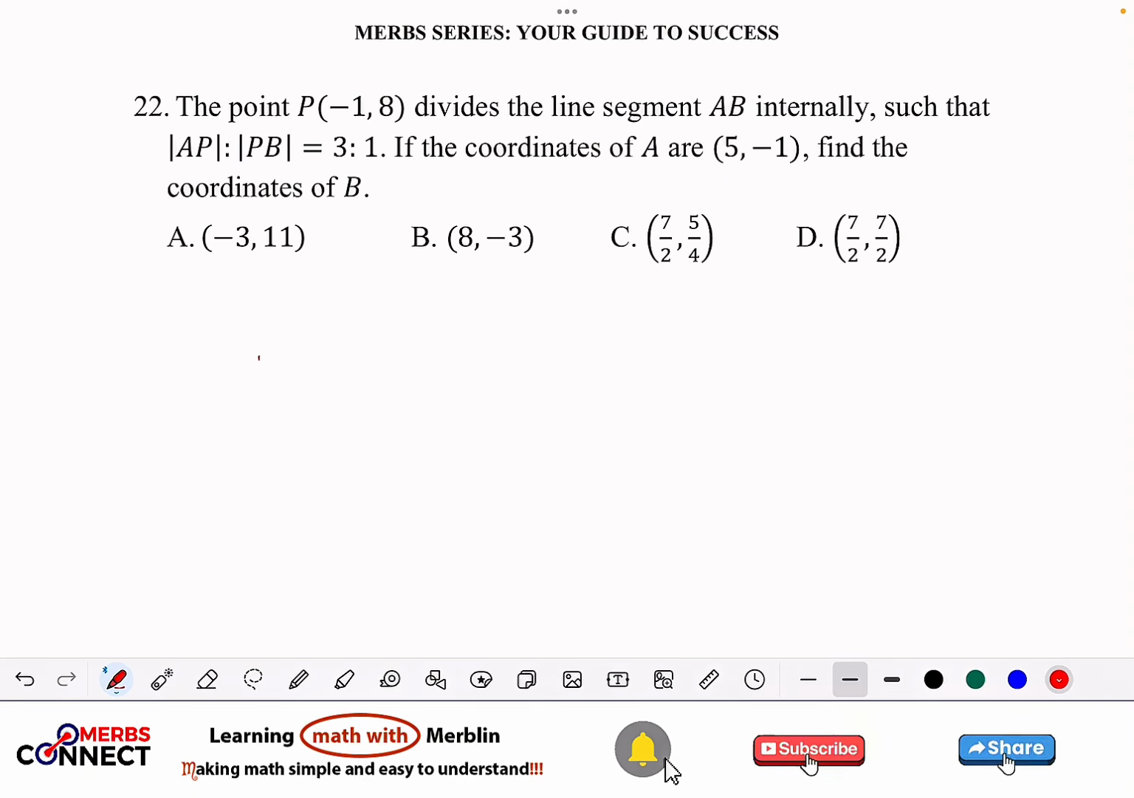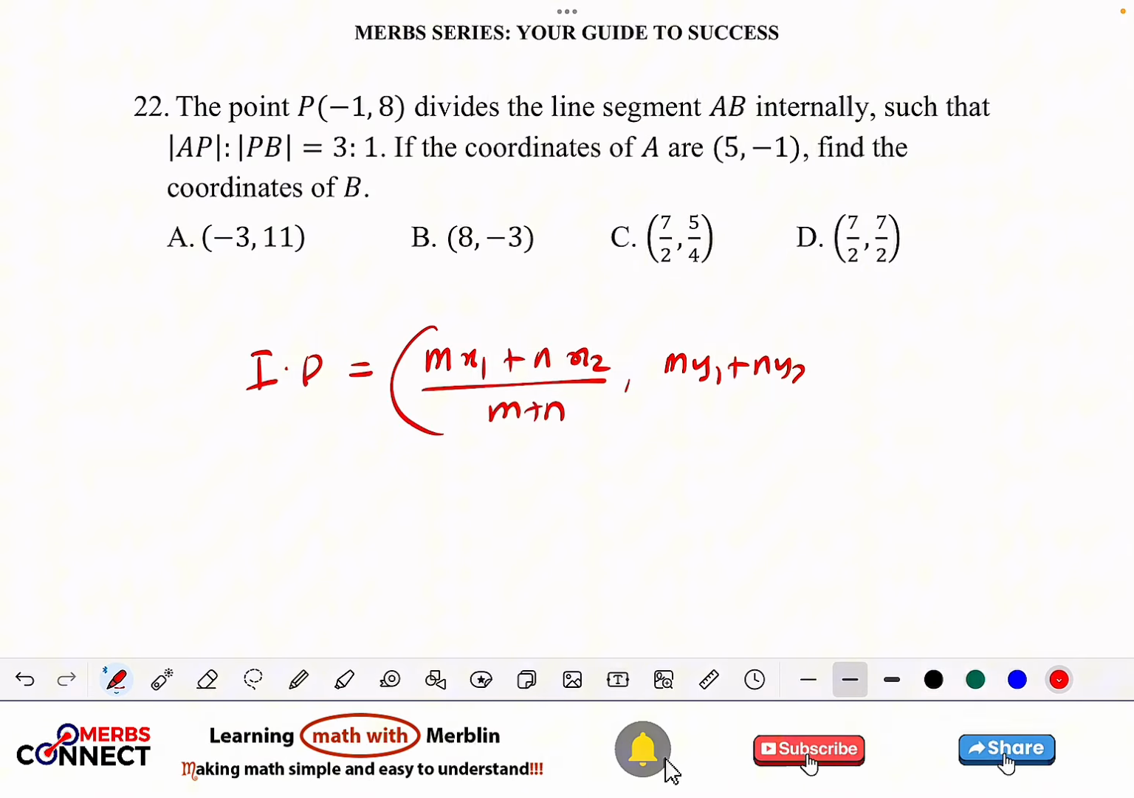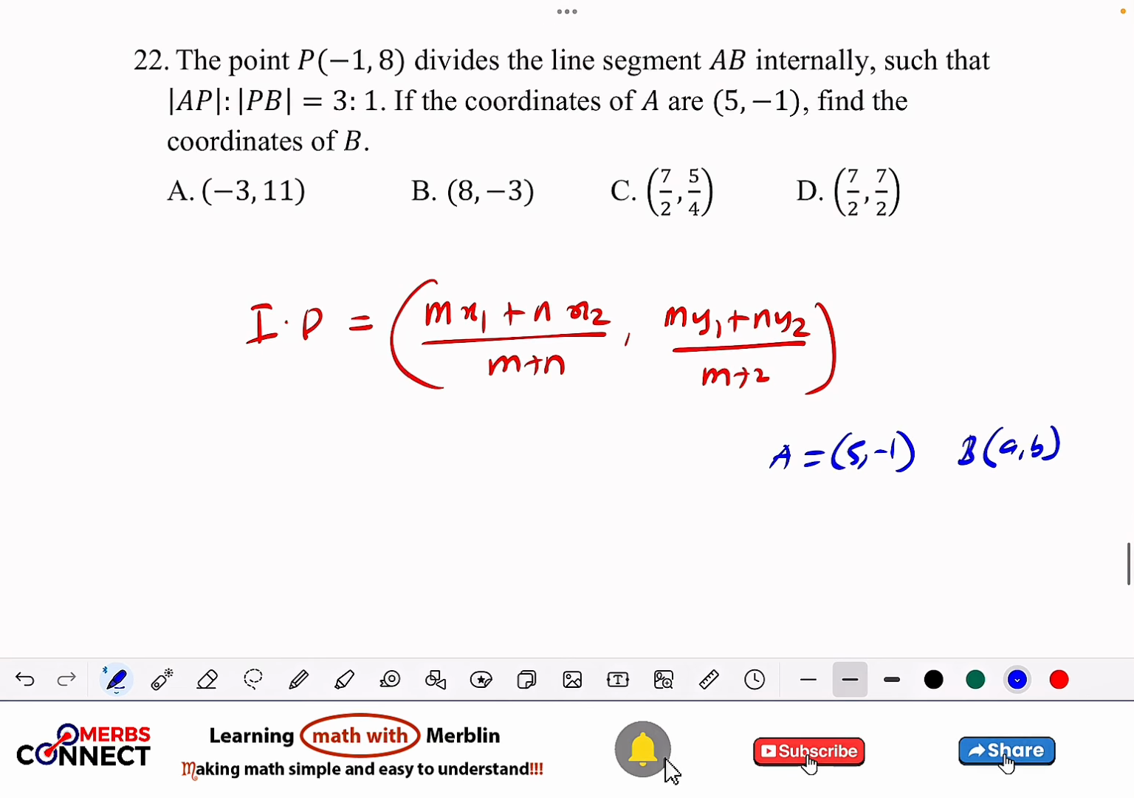So it means that the internal division is equal to m x2 plus n x1 divided by m plus n, and then m y1 plus n y2 divided by m plus n. So this is the internal division, right? This is our point A, and we don't know B. So let's assume that A is equal to 5 and minus 1, and B is equal to, let's say, small a, small b. Now we have the ratio 3, 1, and this is n, and this is m.